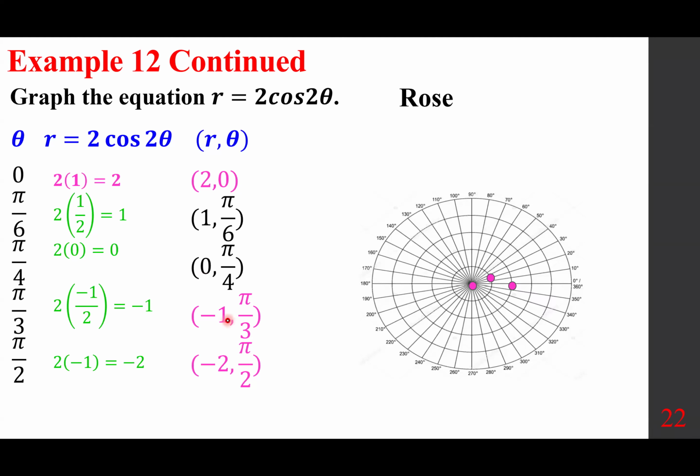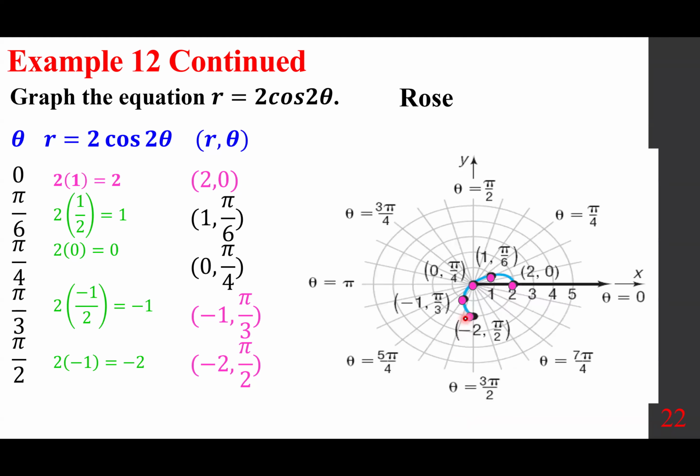Negative 1, pi over 3. So let's find pi over 3, which is 60 degrees. Now, when it's positive, it's on the same direction. When it's negative, in the opposite direction. And you go with 1 tick mark. Okay, so 60 degrees, the opposite direction. Pi over 2, 90 degrees, because this is negative 2 in the opposite direction. So instead of going up, you go down, 1 and 2. And if you were to connect just those points, this is what you get.